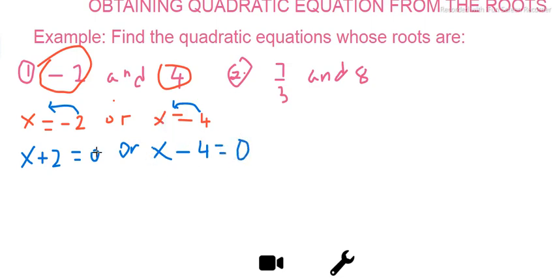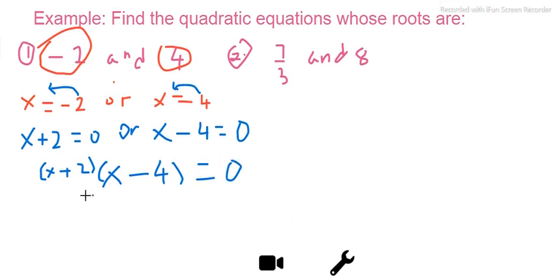So you now combine these two together in brackets. We have x plus 2, then the second one is x minus 4, everything into brackets equals to 0. Are you with me? So we have two brackets we want to open here.